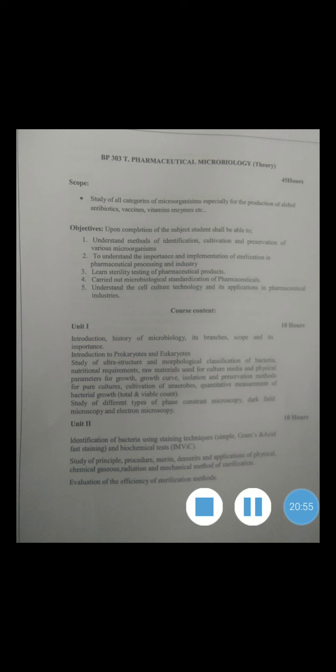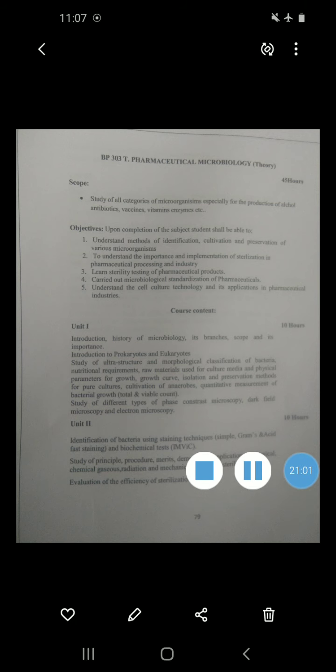So this is all about the evaluation of efficiency of sterilization methods. I will stop here. Next part we will see in the next lecture.